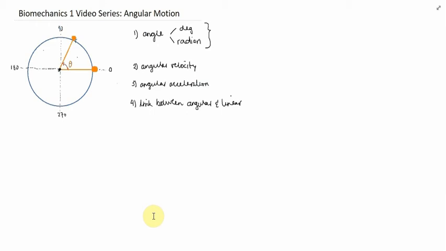The second looks at angular velocity. The third looks at angular acceleration. And the fourth and final one looks at the link between angular and linear quantities of motion. So linear quantities we've looked at in previous videos, and this one is specifically dedicated to the angular equivalent.